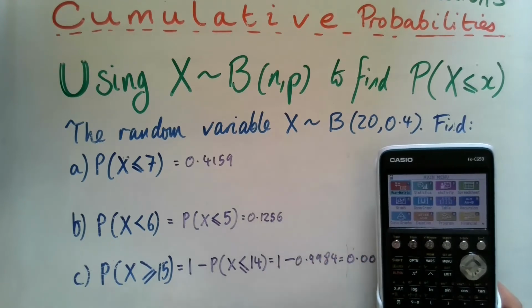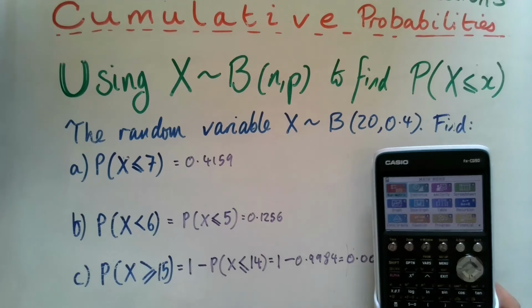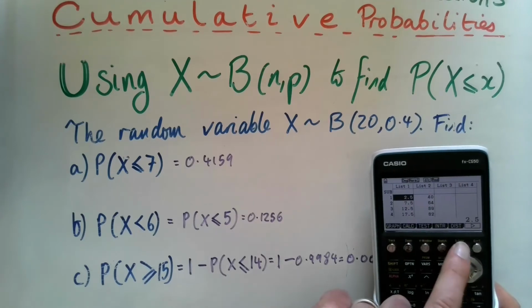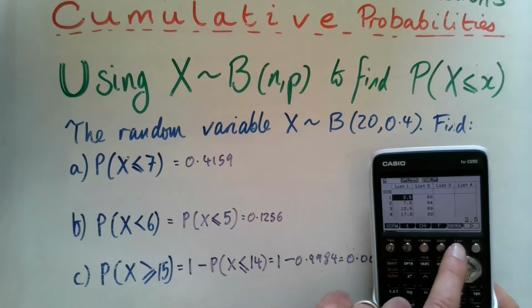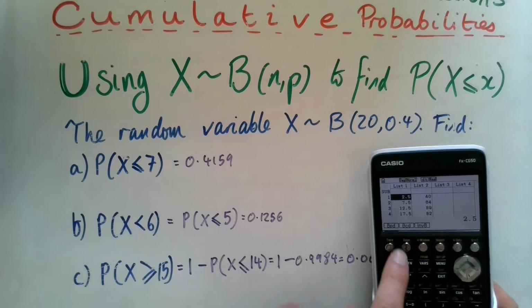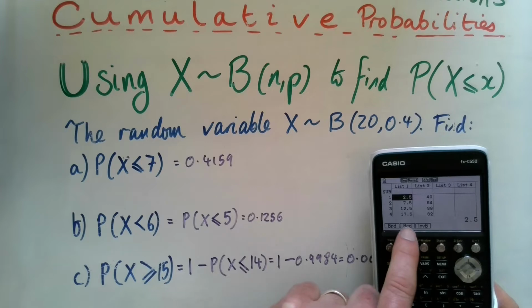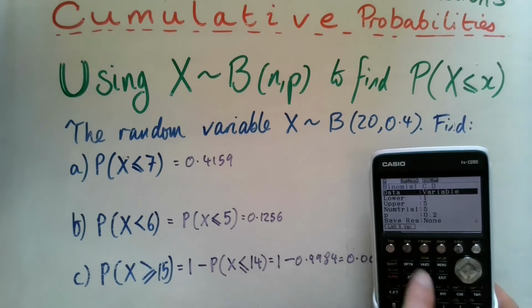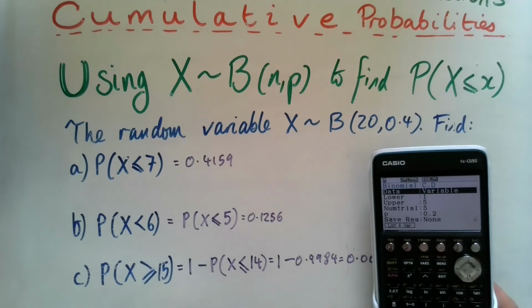we want our menu, don't we? We want statistics. We want distribution. We want it binomial. And you don't want the Poisson distribution, you want the cumulative one, BCD for cumulative. And that gives us this.